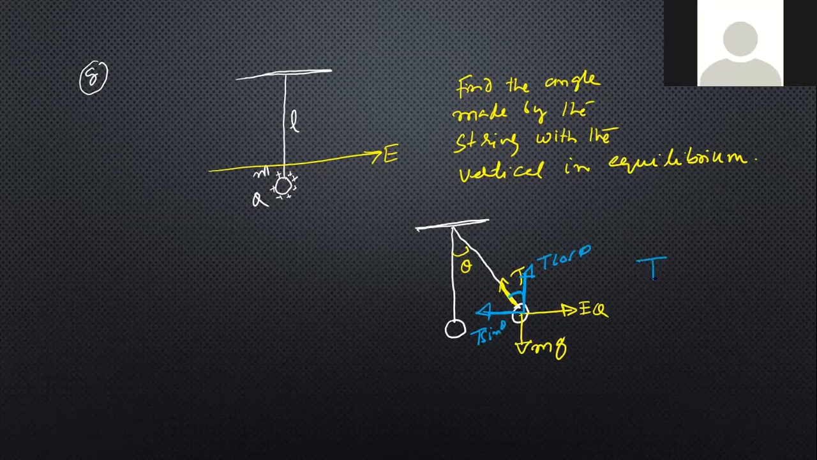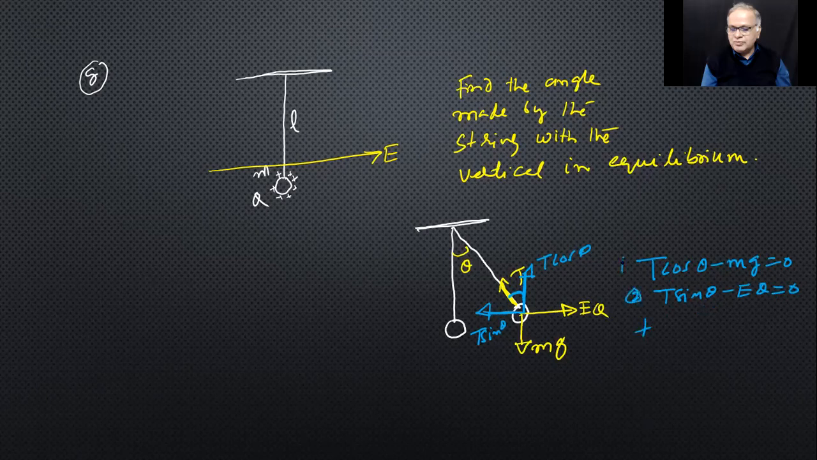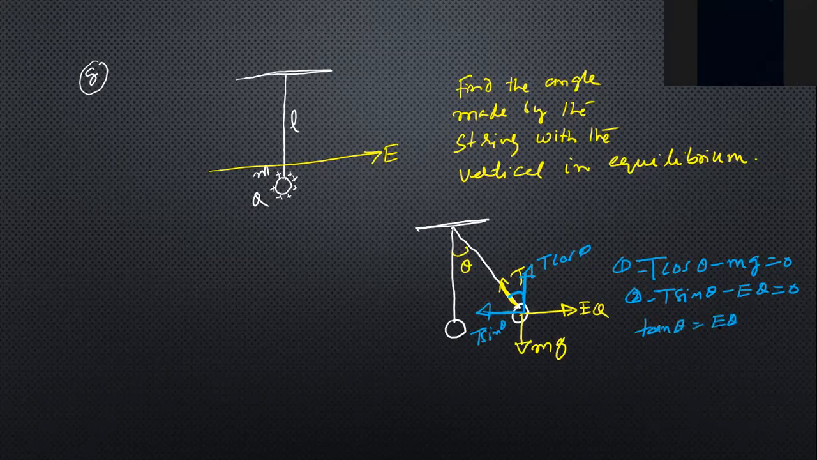So T cos theta minus mg equals 0. T sin theta minus EQ equals 0. So T sin theta is EQ, T cos theta is mg. Divide 2 by 1, after taking the mg and EQ to the other side. So I'll get tan theta equals EQ by mg.